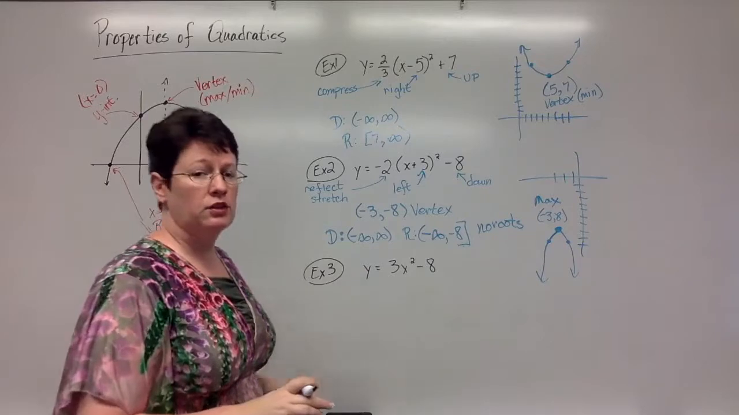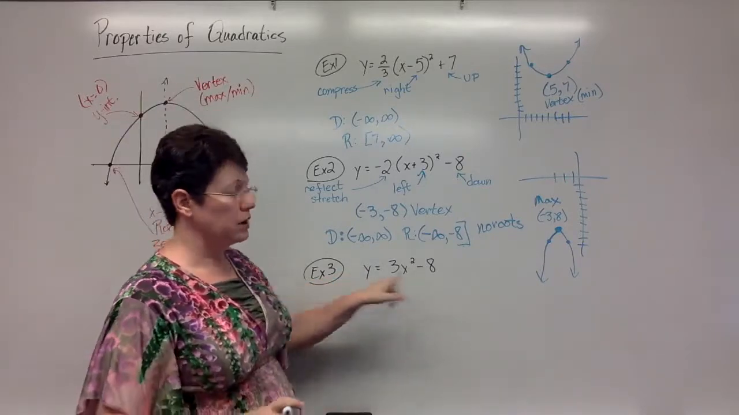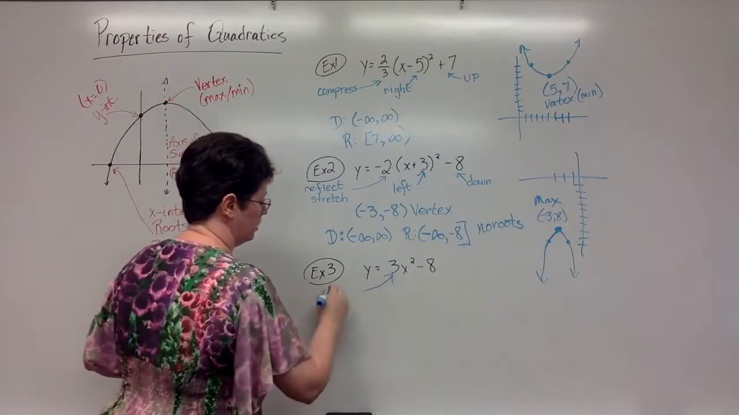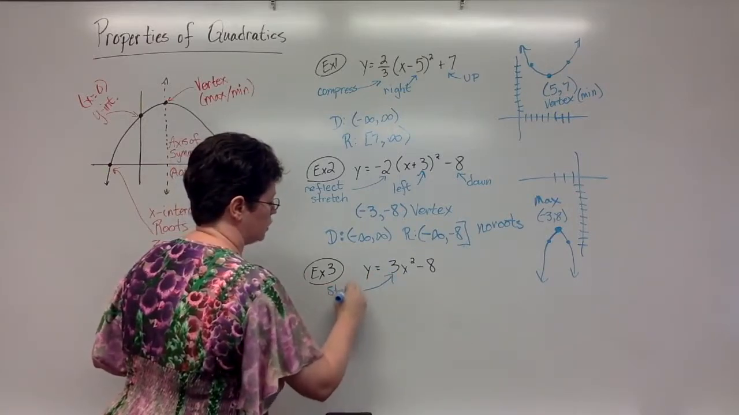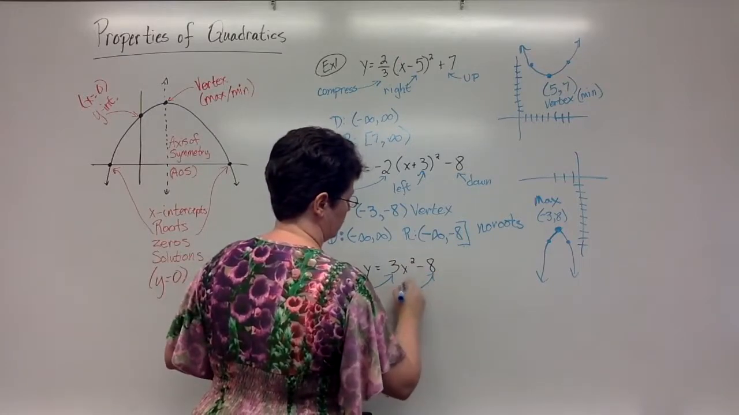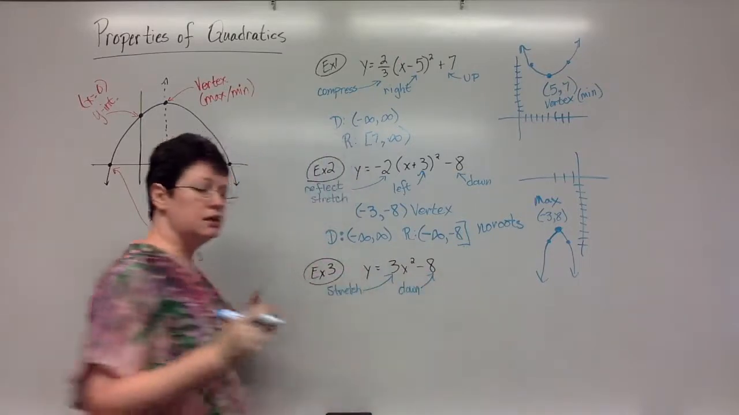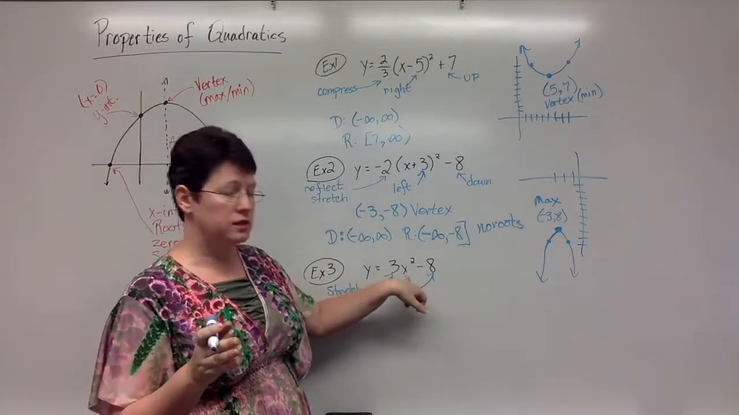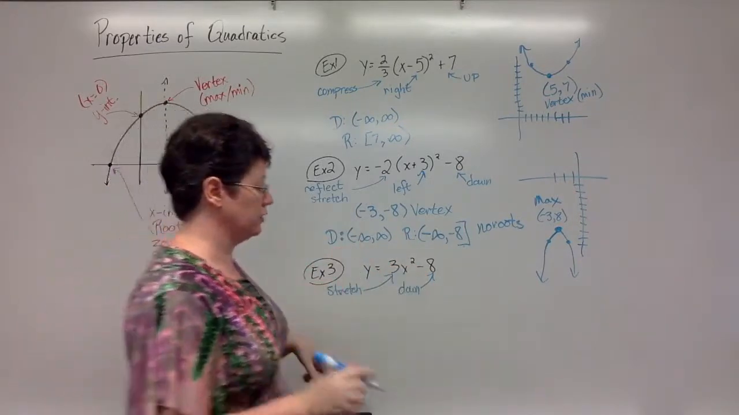Okay, last parent function example. What is the transformation? Well, I have a +3, so I know it's going to stretch. Then I have the -8, so we moved it down 8. Did we move it left or right? No. There's not a number inside with the parentheses, so it did not move left or right.